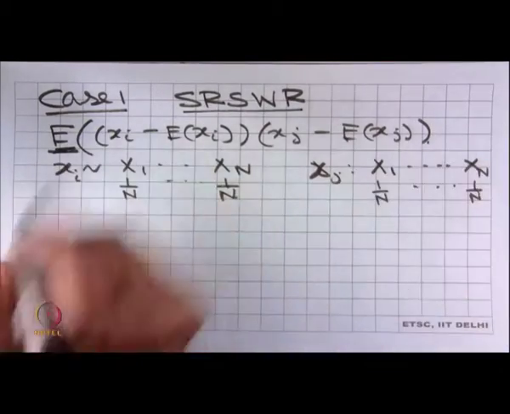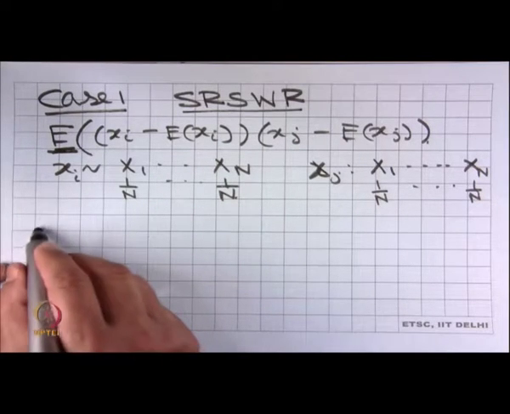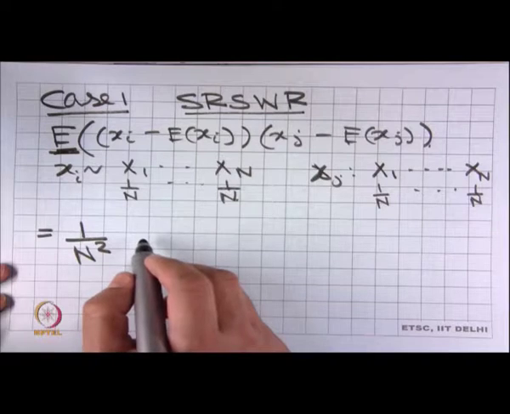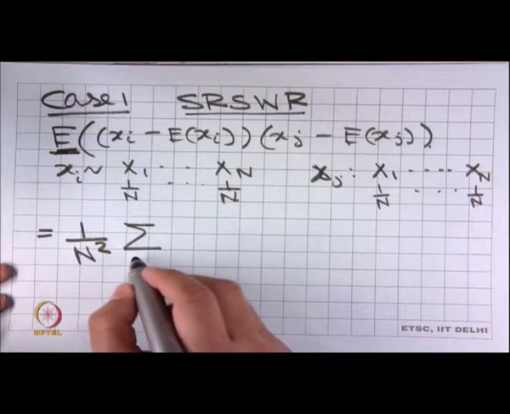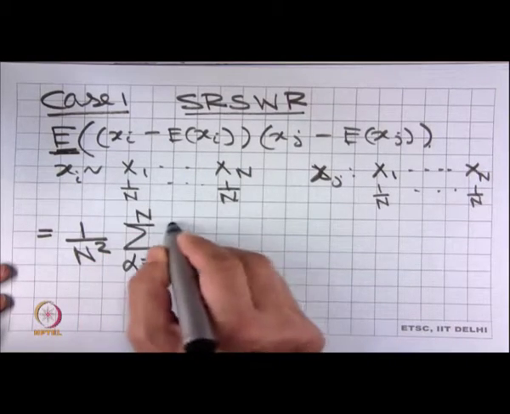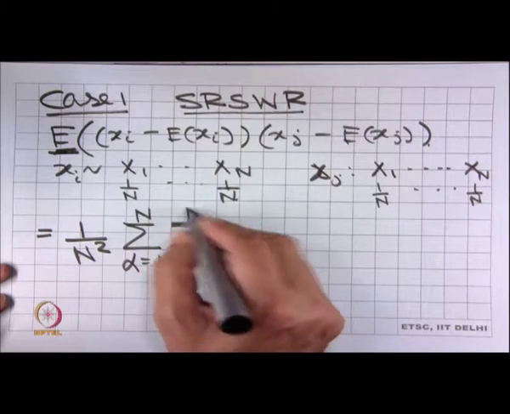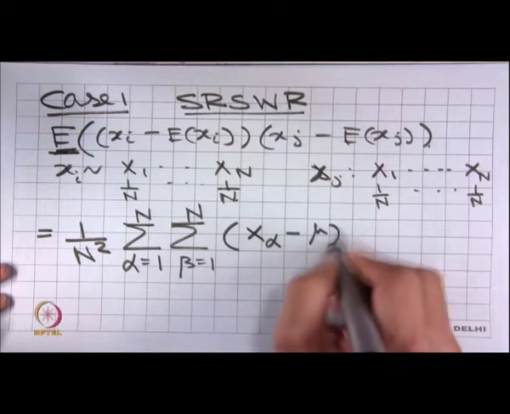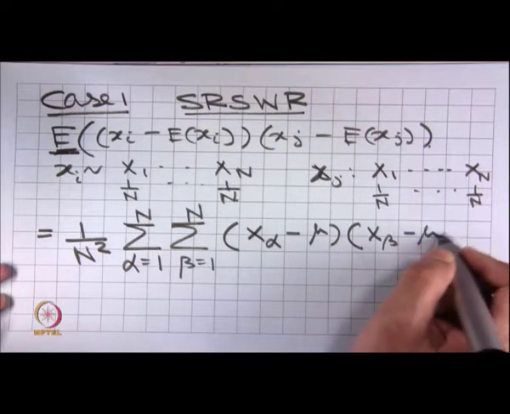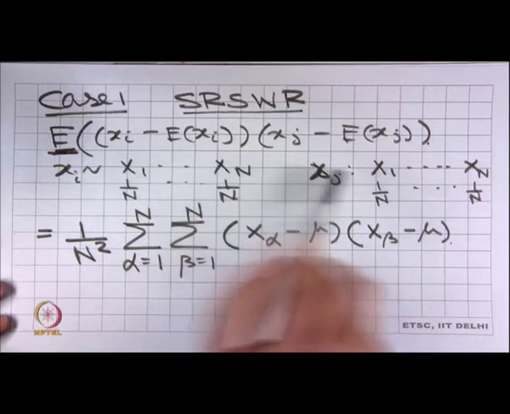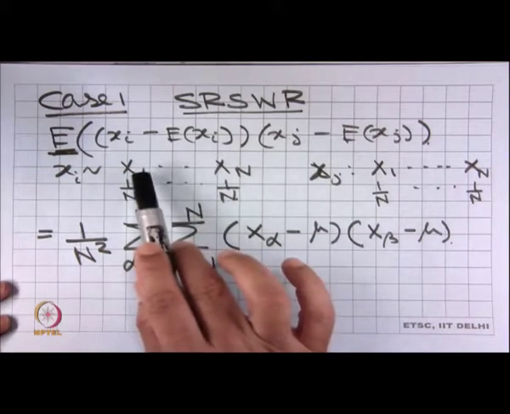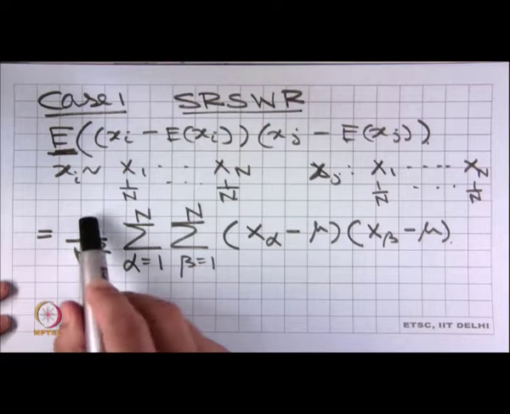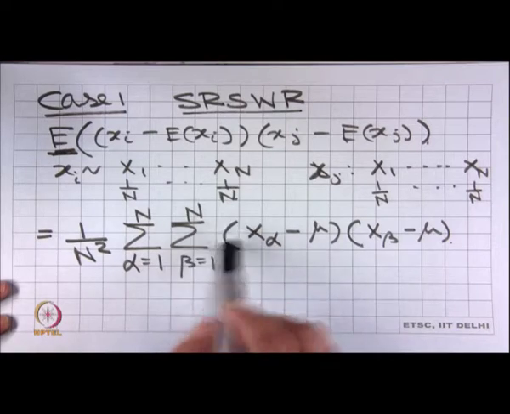Therefore, this expected value that we need for computing the covariance is actually 1 upon n square into sigma alpha equal to 1 to n, sigma beta equal to 1 to n, into x alpha minus mu, x beta minus mu. Because each possible pair x alpha beta, there are n square many such pairs, can occur with probability 1 upon n square. And now, I am taking the expectation.